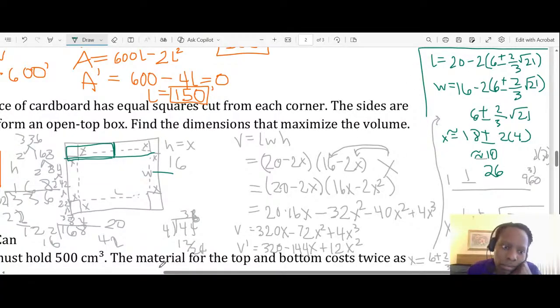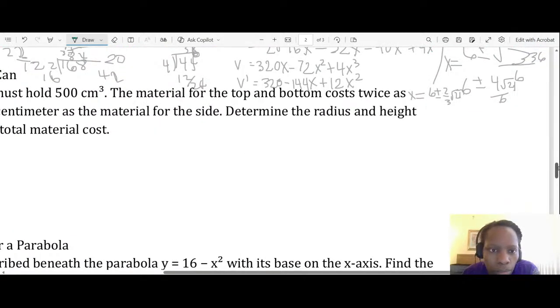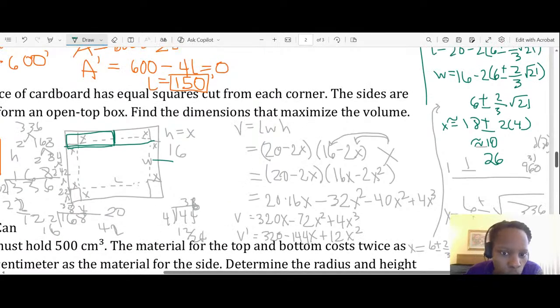Okay, so let's skip this problem, because let's see if you can do this problem. Apparently I did something wrong from the beginning. Oh, hold on. Is it 2 times x? The length. Yeah, it is 20 minus 2x, because here's x and here's x. 20 minus 2x. And then 16 minus 2x.